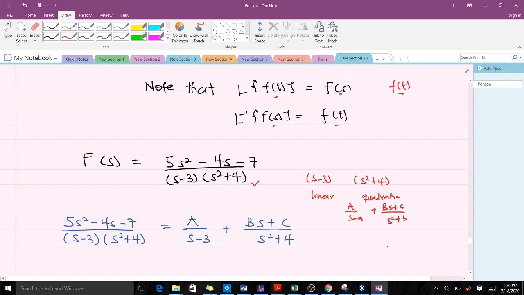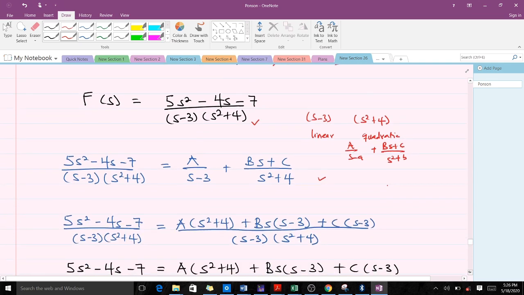So that means that here we are going to have A over s minus 3, and for the quadratic part, s squared plus 4, we are going to have Bs plus C over s squared plus 4. So we resolve it into partial fraction and we get this. Alright, so after getting this, you have to solve and find the values for our A, B, and C.